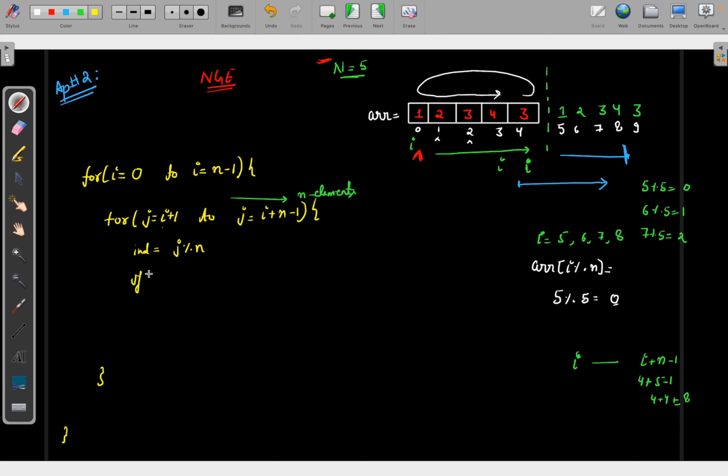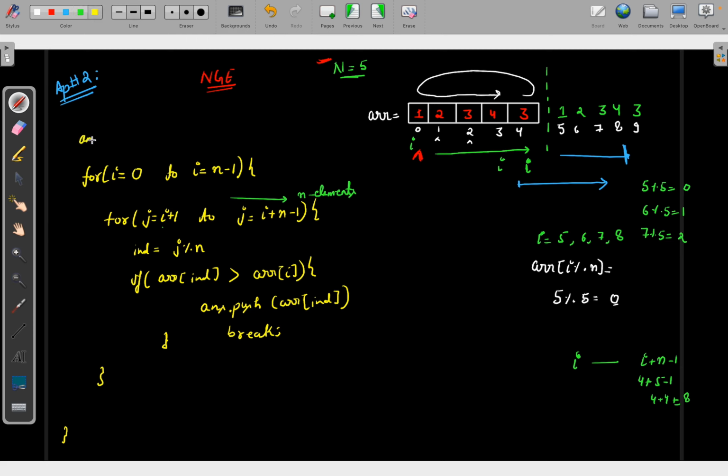And then I will say if my array of index is greater than array I, that means this is my required element. Okay, so I will simply push into my answer, answer dot push array of index, and I will break it. And that's it. This is how you will be able to solve this question.